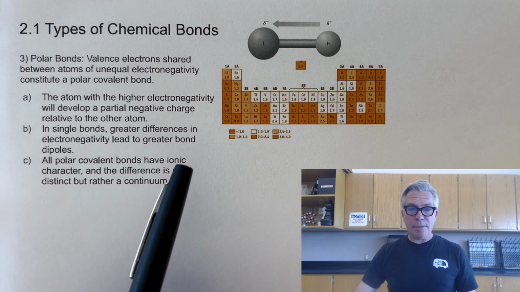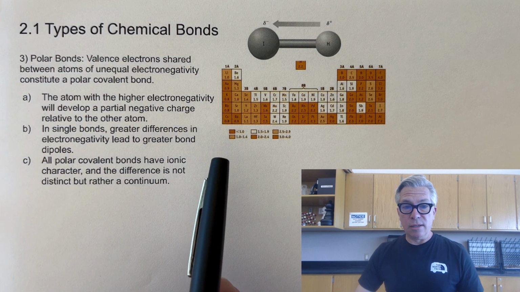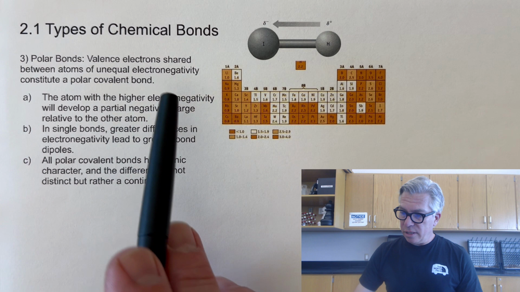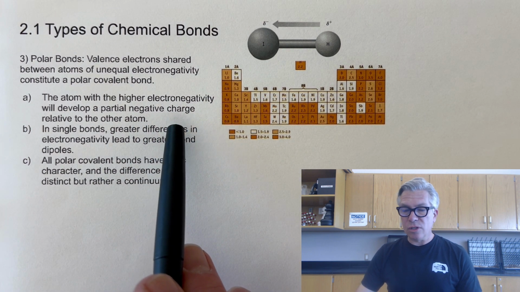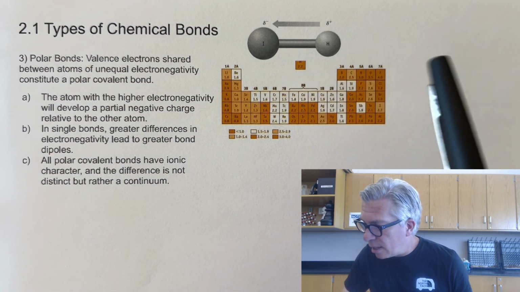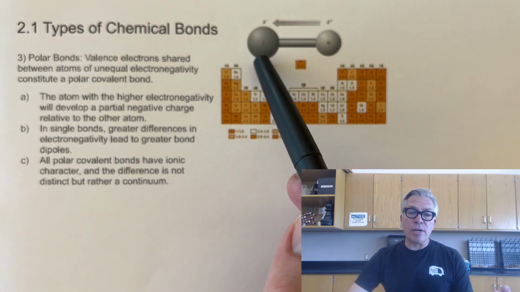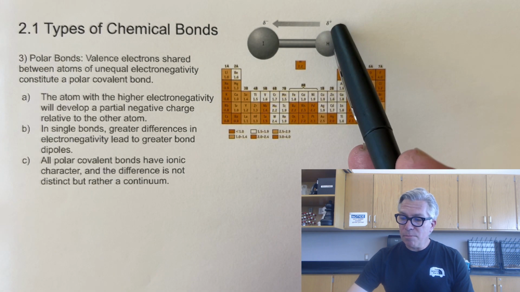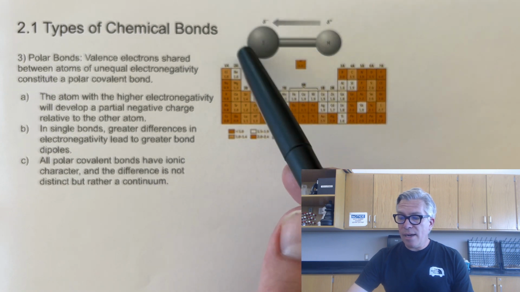Polar bonds. What happens if you get two atoms together and one of them is much more electronegative than the other one? So, unequal electronegativity, the atom with the higher electronegativity will develop a partial negative charge relative to the other atom. So, for example, between hydrogen 2.2 and iodine 2.7, the iodine not only has a greater number of electrons to begin with, a greater electron density, but also it's going to pull the bonding electrons closer to it. And so we end up with the iodine being more negative.